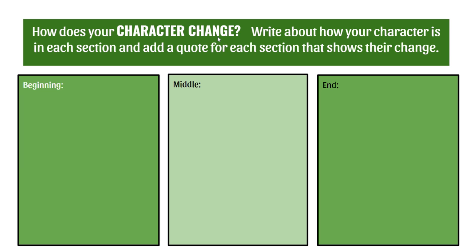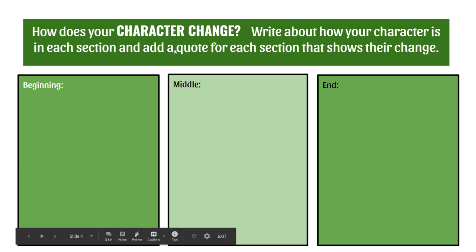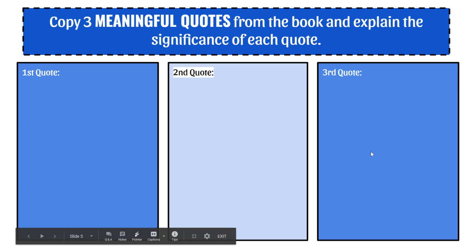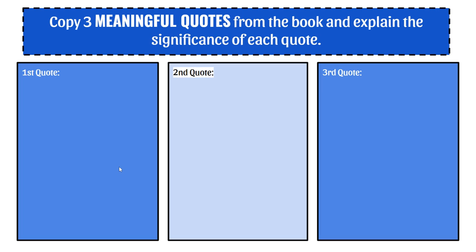Then we're going to talk about how the characters change. Again, at the beginning, and you need a quote. How does your character act? Add a quote to back up your thinking. Middle. Why? Essentially, your quote is why. That's your evidence. And then the end, how did they change? Then you're going to look for 3 meaningful quotes from the book and explain why you chose them. So you're going to cite and explain 3 times.